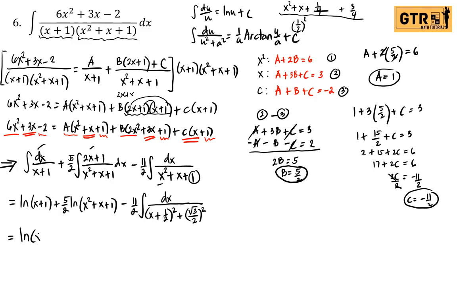Okay, so let's just copy the first two: ln of x plus 1 plus 5 over 2 ln of x squared plus x plus 1, and then minus 11 over 2, times 1 over a. This is our a, so that is square root of 3 over 2. And then we have arctangent of u over a. So we have x plus 1/2 over square root of 3 over 2, plus c.